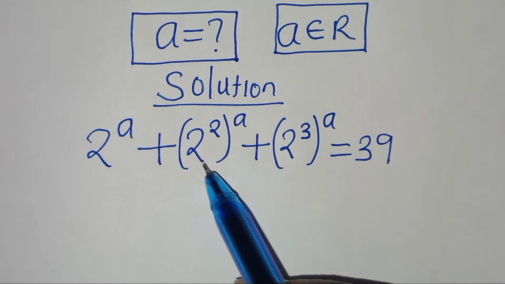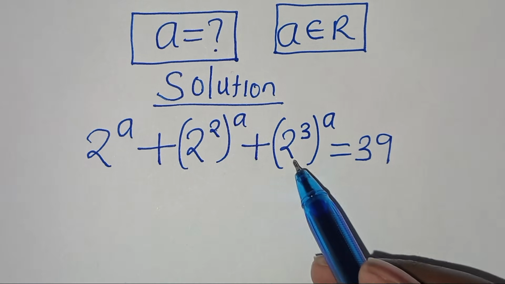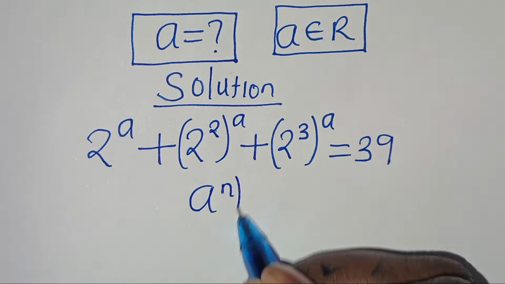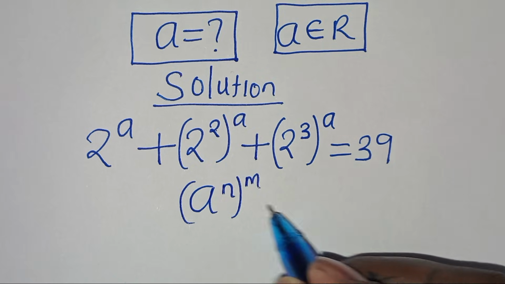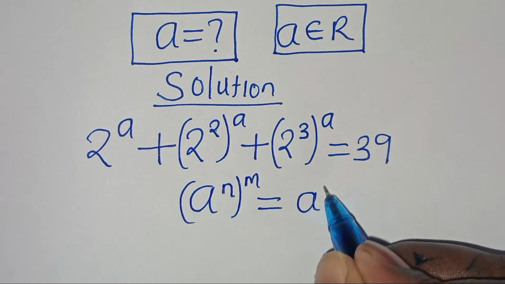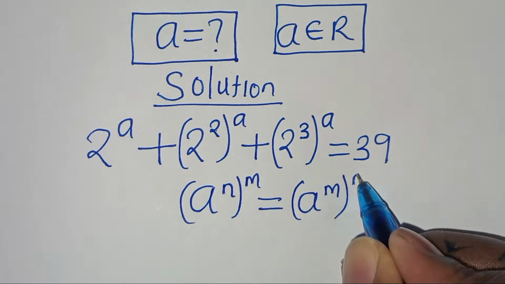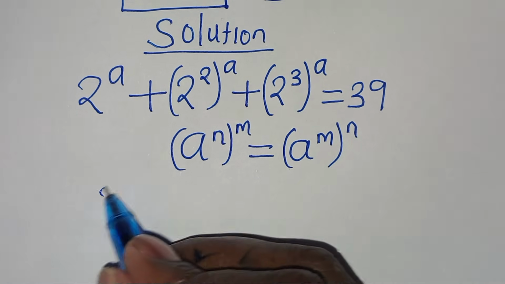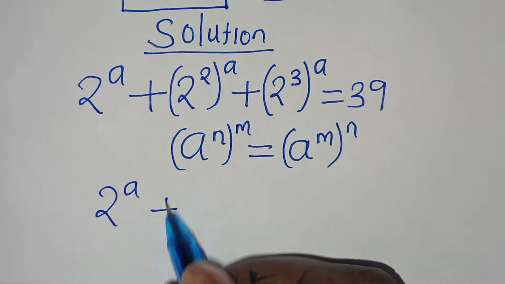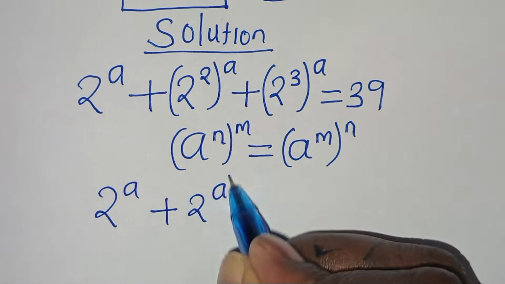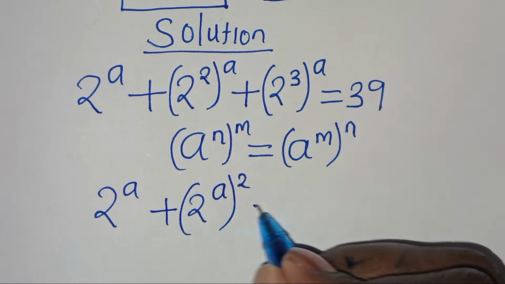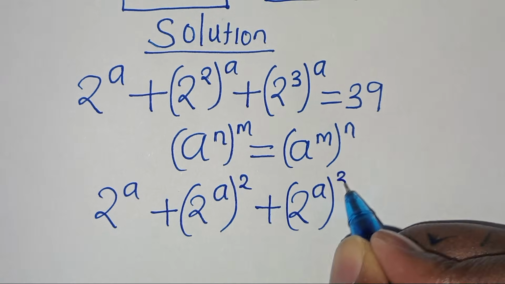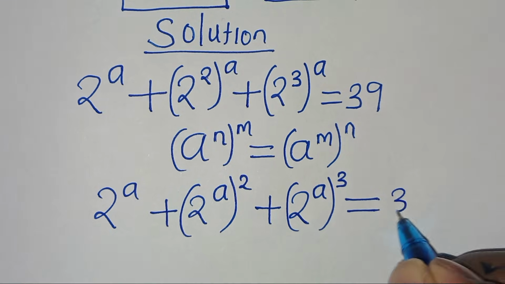The next step is that 2 to the power of 2 to the power of a and 2 to the power of 3 to the power of a. This is in the form of a to the power of n raised to the power of m, which we can express as a to the power of m raised to the power of n. Applying this exponent property, then we have 2 to the power of a plus 2 to the power of a raised to the power of 2, then plus 2 to the power of a raised to the power of 3. This is equal to 39.